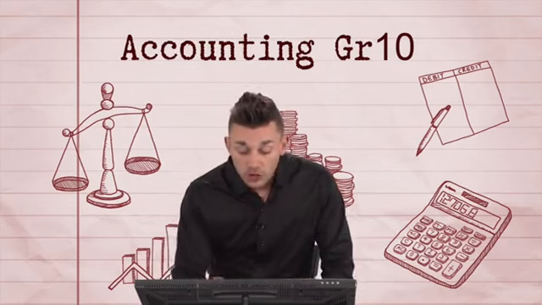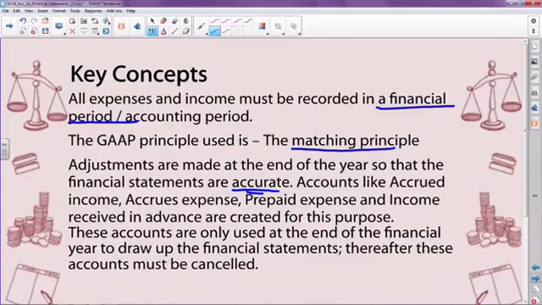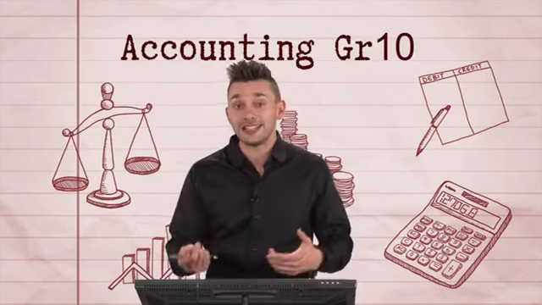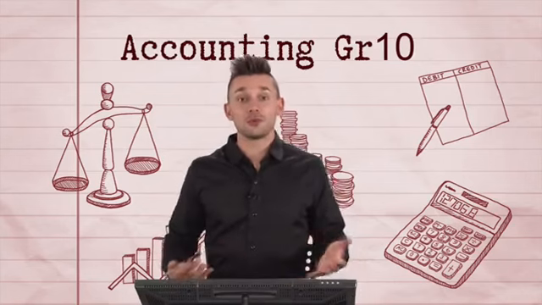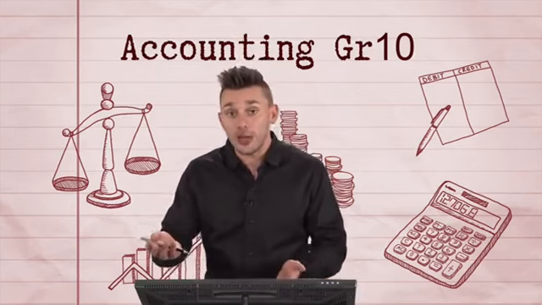But let's continue. So remember, accounts like the accrued income, the accrued expenses, the prepaid expenses, and income received in advance are created for this purpose. Now, I still hope that you can identify which of those are assets and which are liabilities. Remember, sometimes we owe on an expense. We didn't pay everything, and that will be called an accrued expense.